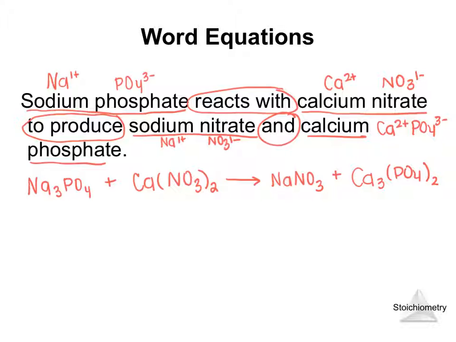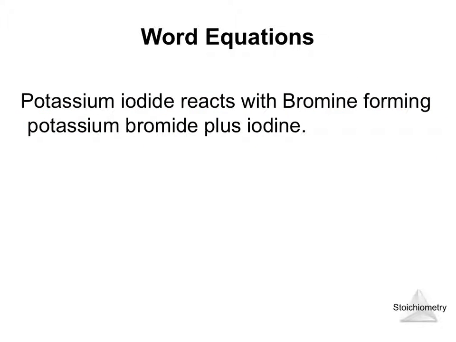Let's try one more together. So we've got potassium iodide reacts with bromine, forming potassium bromide plus iodine. Okay, so potassium iodide is our first compound. Potassium is an alkali metal, so I know it's going to be ionic. I need my ions, my charges. And the iodide, the "ide" ending tells me it's just iodine, which is a 1 minus. So when I crisscross, that's KI. Reacts with, okay, I'm adding something else to it, so that's my plus.